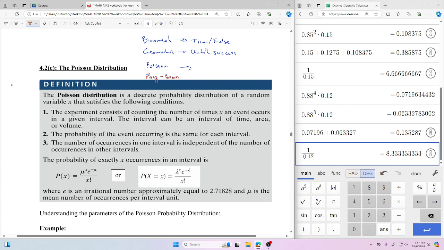Its key distinction is within an interval. Within an interval. And so you're going to see the key word per a lot. And per means all kinds of different things. So you could have things per year, happenings per month, errors per page, hurricanes per year.